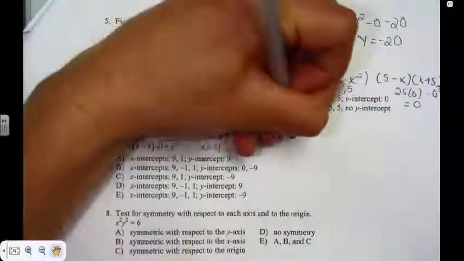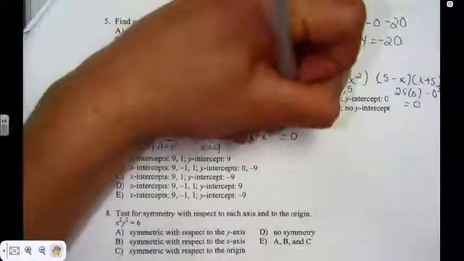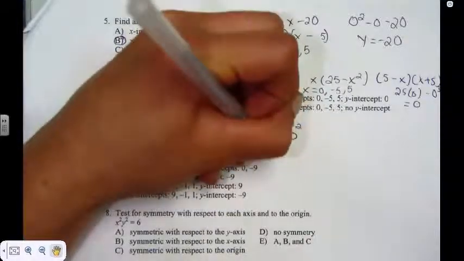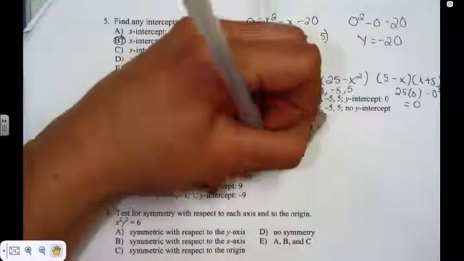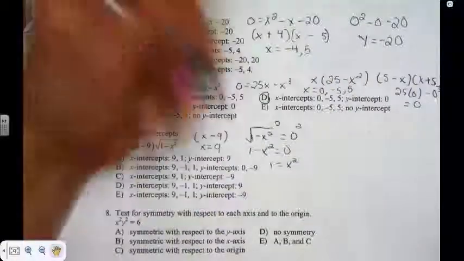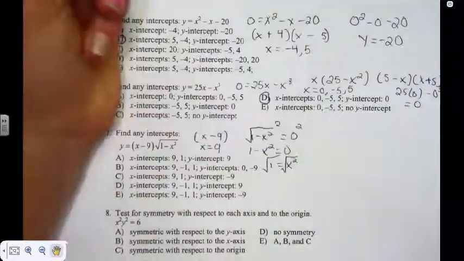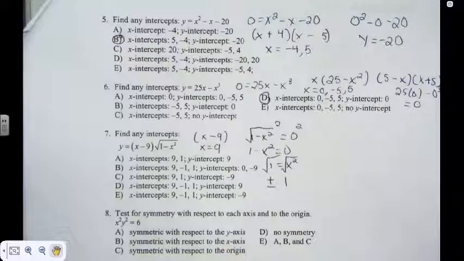And then when we set this one equal to 0, we can square both sides. So then we have 1 minus x squared equals 0. We can pull the x squared over to the other side, so 1 equals x squared. Take the square root of both of those. When you take the square root, you have to have plus or minus 1. So x equals 9 and plus or minus 1.